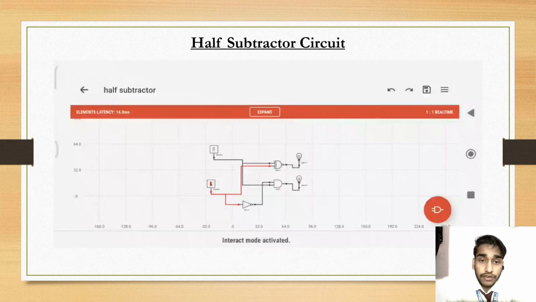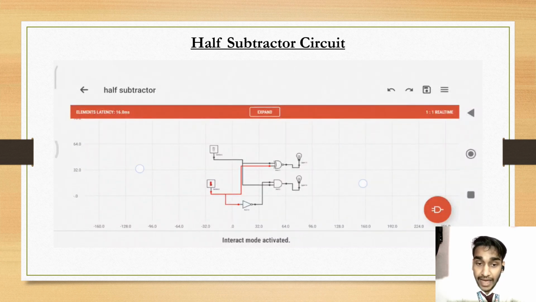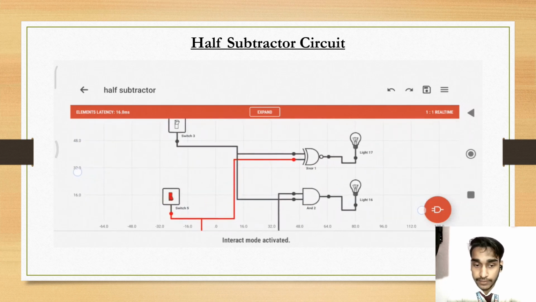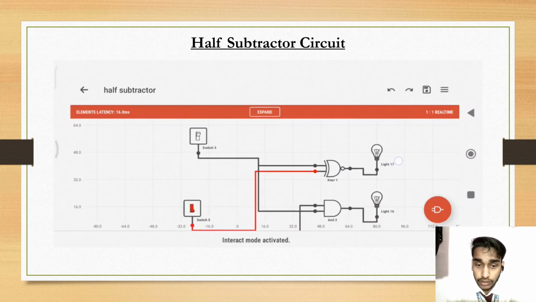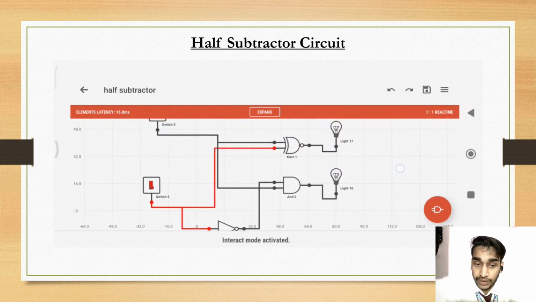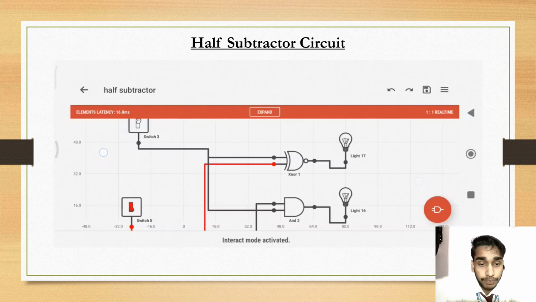This is the half subtractor circuit. In this circuit, I am taking one AND gate and one XNOR gate and two switches, and there are two bulbs, and both gates have two inputs. As we know, any gate requires more than one input, except the NOT gate.